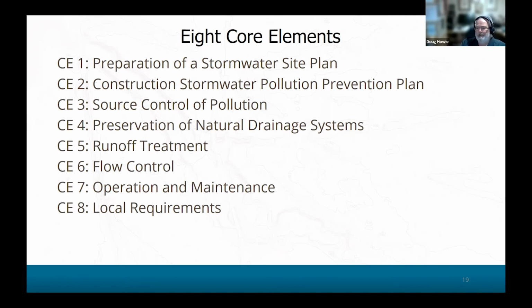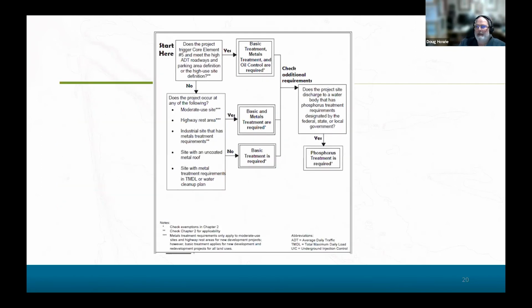Those were all placed in the local requirements, and the local jurisdictions have complete control over those local requirements. Now, we tried to help identify what level of treatment is needed. We recognize the fact that we have different levels of treatment. We have basic treatment, which is TSS removal. We have metals treatment, which is treatment of dissolved copper and zinc. And we have phosphorus treatment, and we also have oil control. And they all have different definitions of when they're needed.